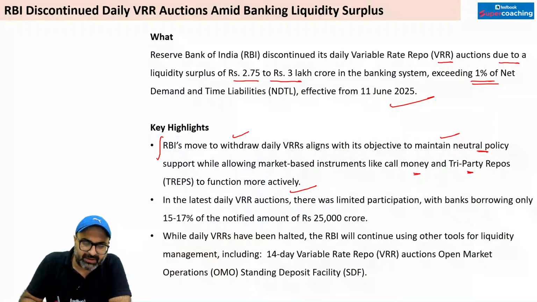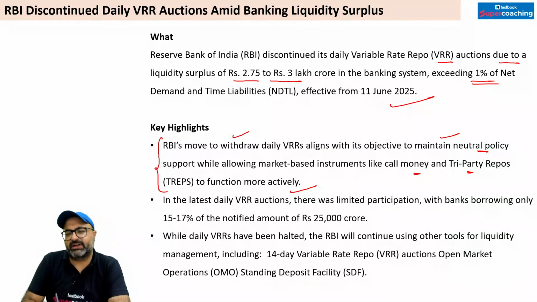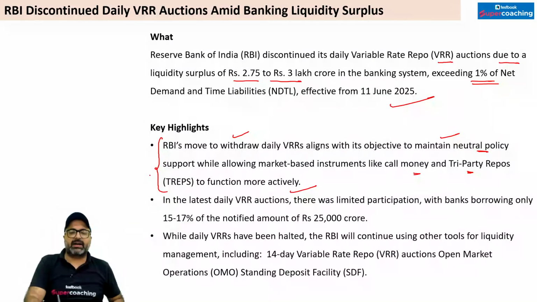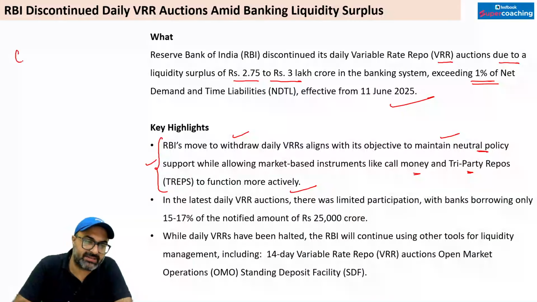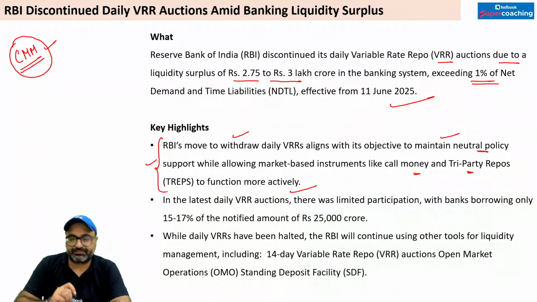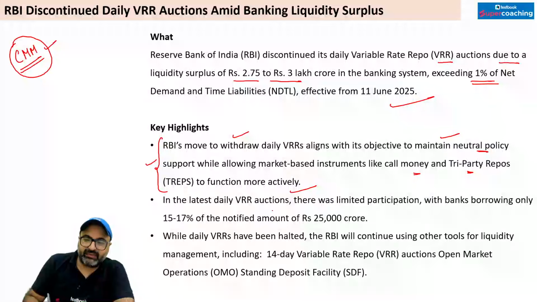तो RBI का कहना है कि भैया अब liquidity appropriate है और अब RBI is looking forward कि tri-repo rates या फिर call money market should operate more appropriately, and in order to achieve this target, RBI has recently increased the timelines for the call money market operations as well. I hope you all remember that. In the latest daily VRR auction, RBI announced that it is ready to provide a loan of 25,000 crores, लेकिन उसके बदले में बैंक्स ने जो डिमांड रेज की that was only 15 to 17%.